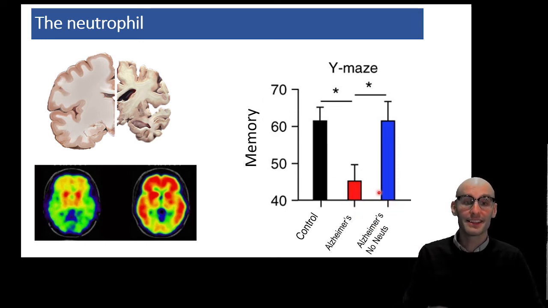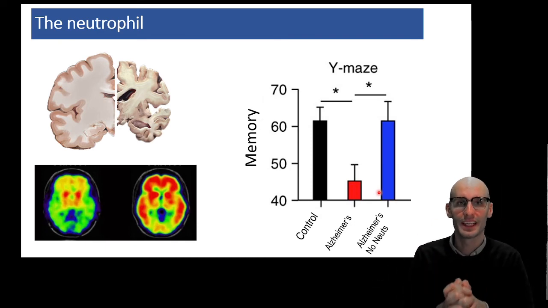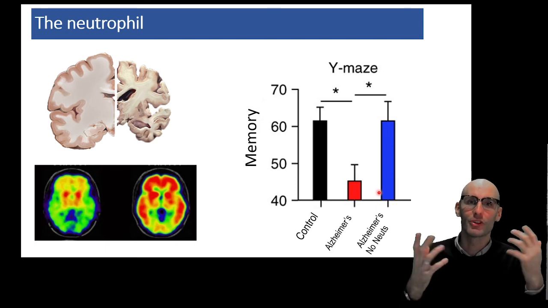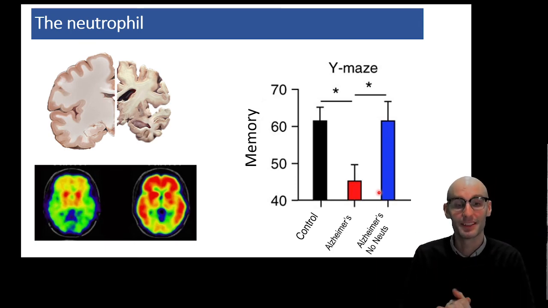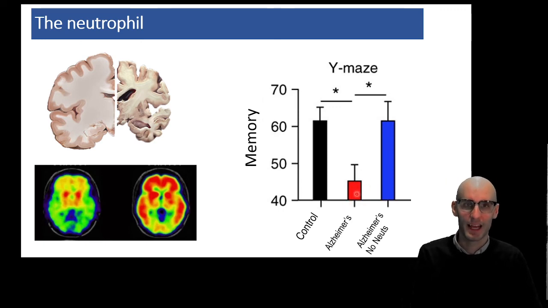So these guys did the same experiment as the skin guys. They depleted the mice of neutrophils and said, let's see what happens. If we remove the neutrophils from these mice, do we prevent Alzheimer's disease in these Alzheimer's mice? These mice have been genetically altered to get Alzheimer's disease.